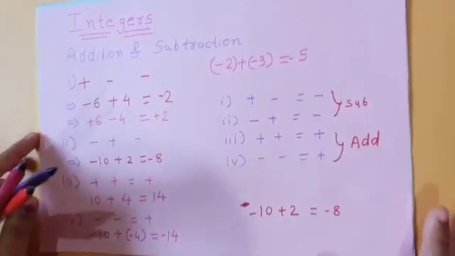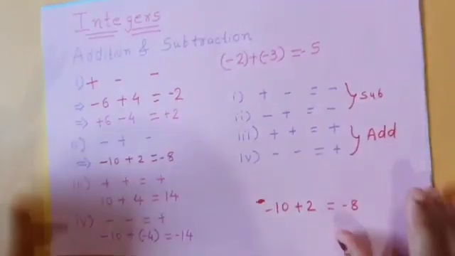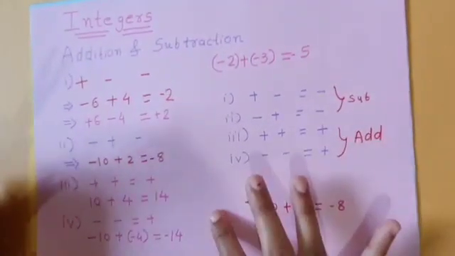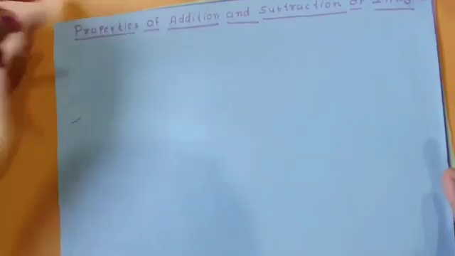This session is for class 7 maths chapter 1. The last session was about addition and subtraction of integers. Today we will go for the session of properties of addition and subtraction of integers.